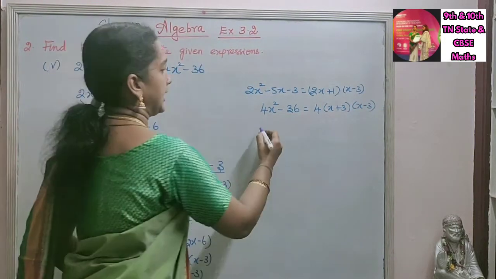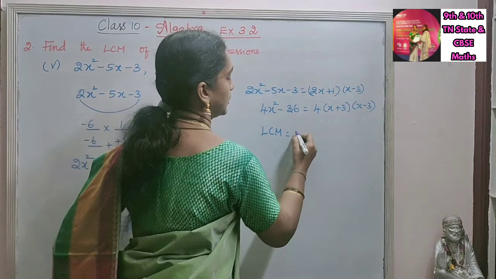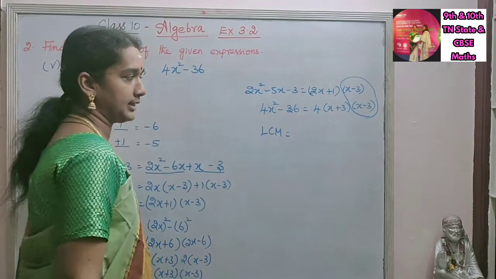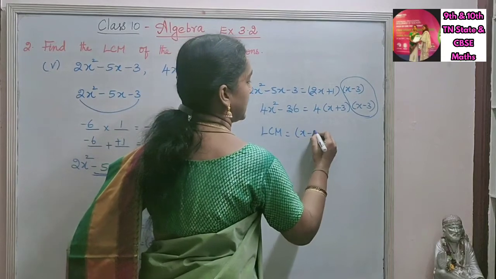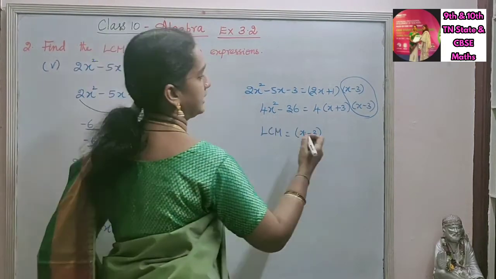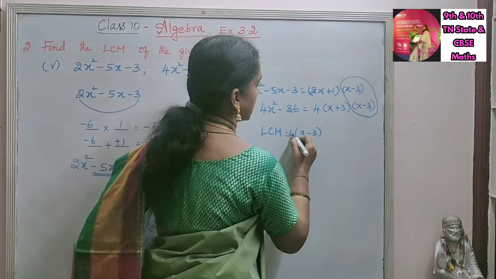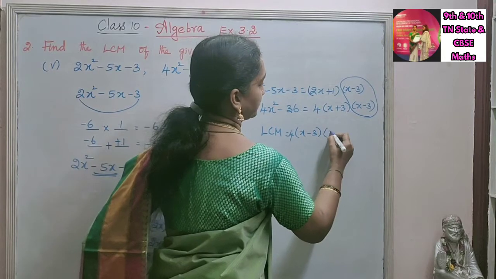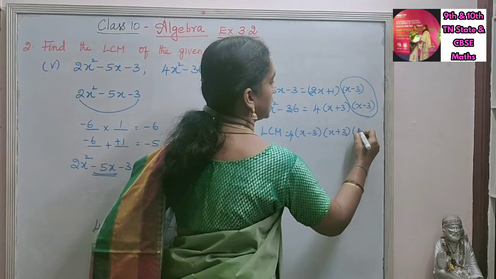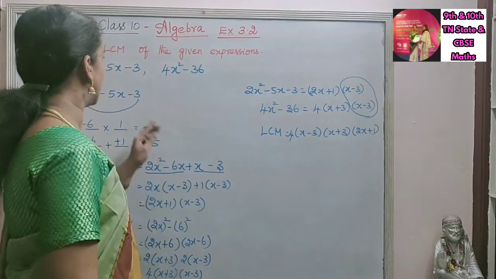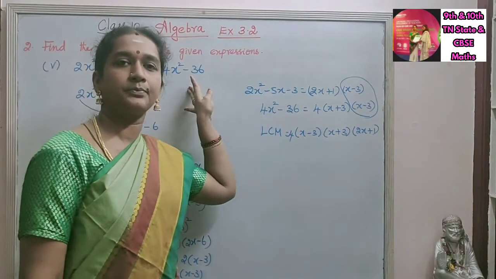So now LCM is equal to, first the common term we will write one time. So x minus 3, that is the common thing. The remaining terms we will write as they are. So 4 is the constant here. So 4 into x minus 3 one time, then x plus 3 into 2x plus 1. So this is the LCM for the given expressions.